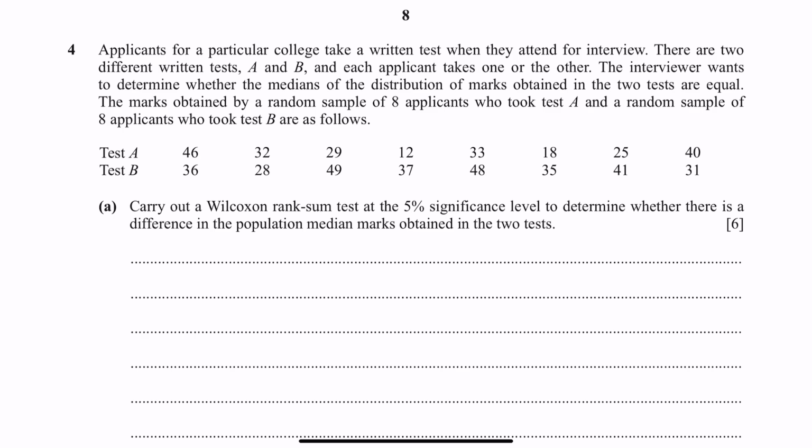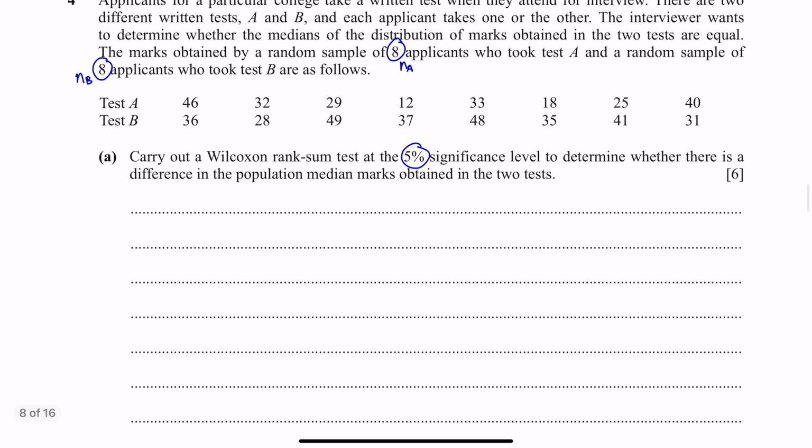The marks obtained by a random sample of 8 applicants who took test A, so this would be the number for A, and a random sample of 8 applicants who took test B, so this is the number for B. Carry out a Wilcoxon rank sum test at 5% significance level to determine whether there is a difference in the population median marks obtained in the two tests. So this is a Wilcoxon rank sum test.